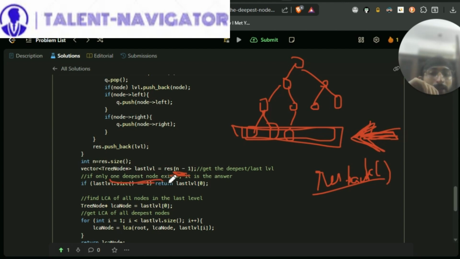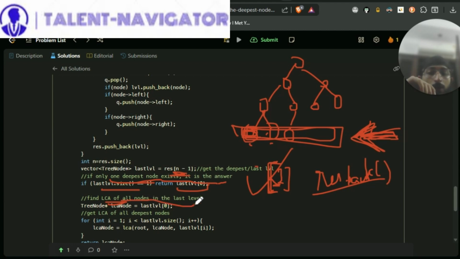If only one deepest node exists, it is the answer. That is, if last level dot size is 1, then only one node exists, so we return the last level's 0th element, which is the only element that exists. And in example 3 also you saw that it was only 2, because it was the only leaf present in the tree.